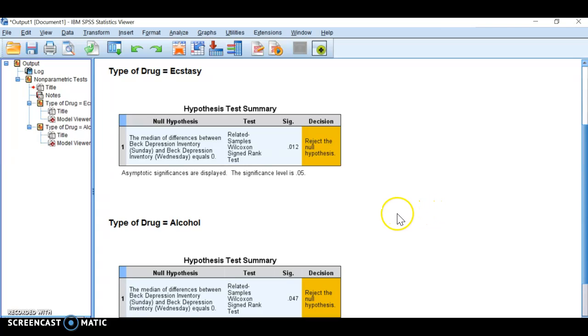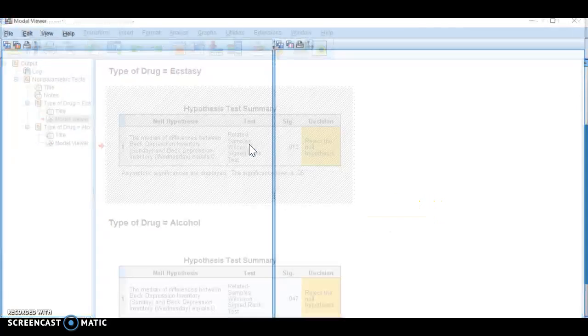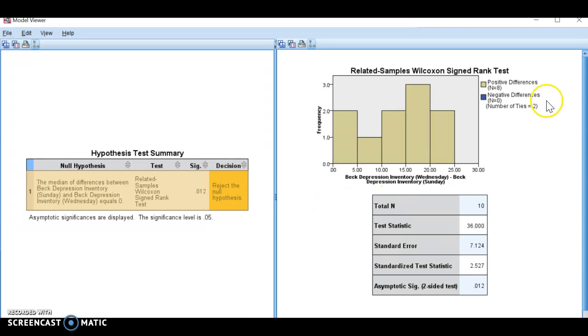So we can get a little bit more information if we double click on this screen. All right, and you'll notice it's got positive differences and negative differences. And what does this actually mean? If you look at the bottom here, it's telling you that it's calculating the difference between Wednesday depression scores and Sunday depression scores. So if we were interpreting this, we're going to ultimately be saying that they had higher depression on Wednesday than they did on Sunday, because we are taking the difference between Wednesday and Sunday.